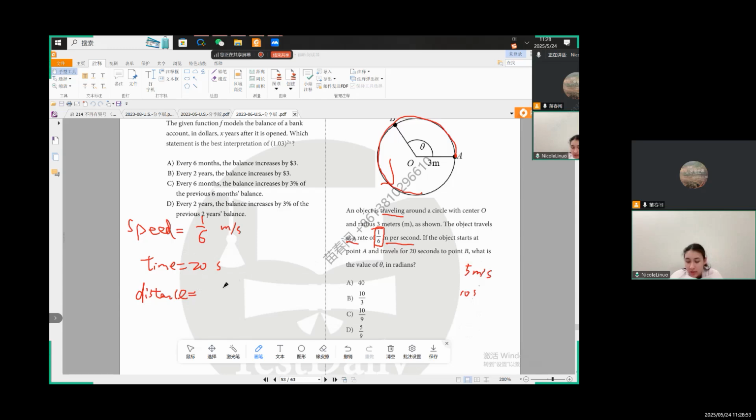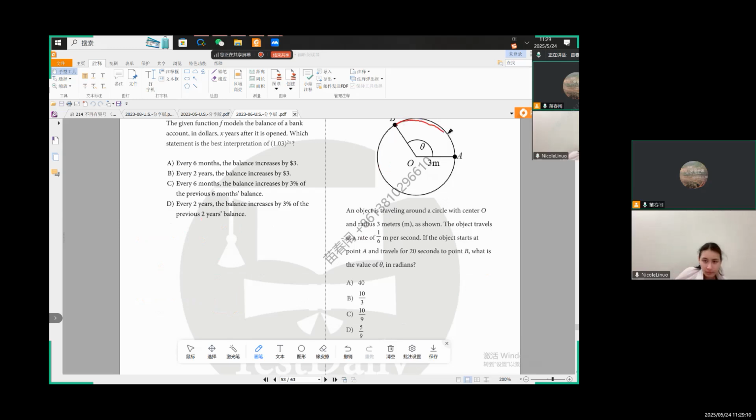Wait, but I do have that. I ended up with 10 over 3. Yes, 10 over 3 is the distance. But then what about the radian? 10 over 3 is the distance. Also, isn't 10 over 3 the arc length for this? So the radian is the same as the arc length? No. Let's just stop here. This is the arc length, right? 10 over 3 is the arc length, right? Is that okay?